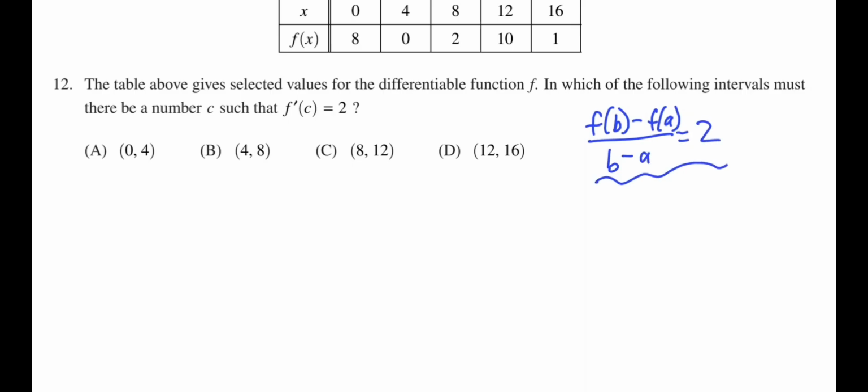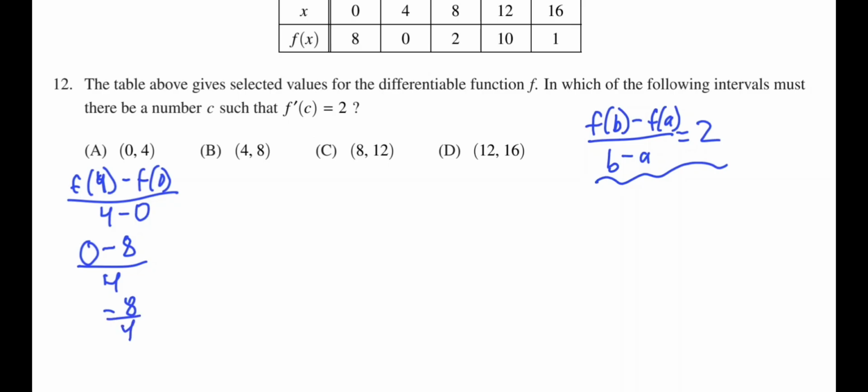So if we test out a, we have f of b would be f of 4 minus f of 0 over 4 minus 0. Now f of 4 would be a 0, minus f of 0, which is an 8, over 4 minus 0 would be a 4, and that gives us a negative 8 divided by 4, which would be a negative 2. So that would not be the answer because between the x bounds of 0 and 4, we will have a number c such that f prime at c would be negative 2, but we're looking for the slope to be a positive 2.